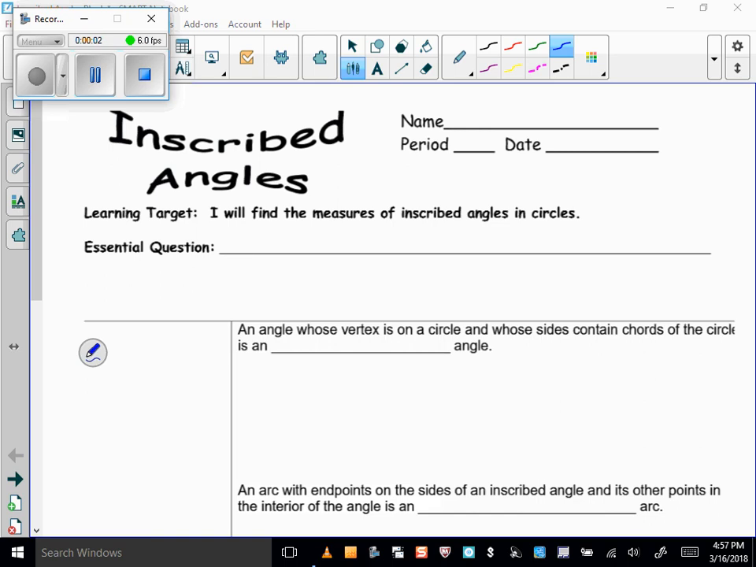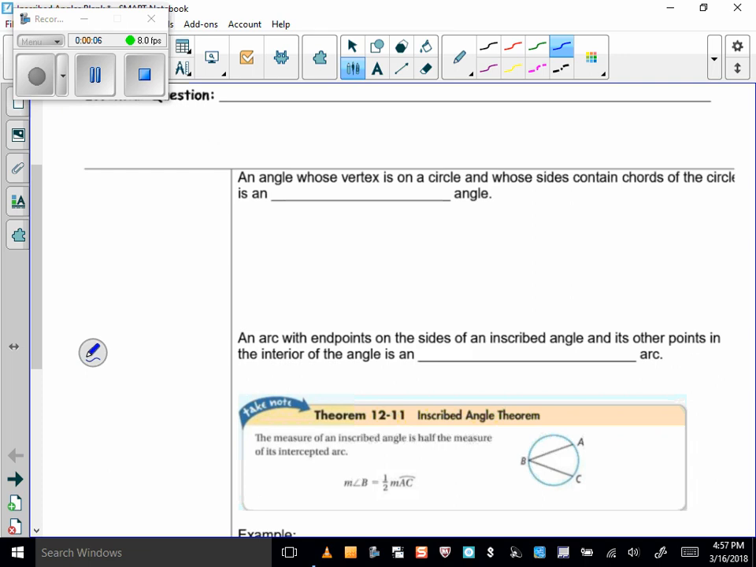Today's lesson is on inscribed angles, so let's just start with a definition. An angle whose vertex is on a circle and whose sides contain chords of the circle is an inscribed angle.